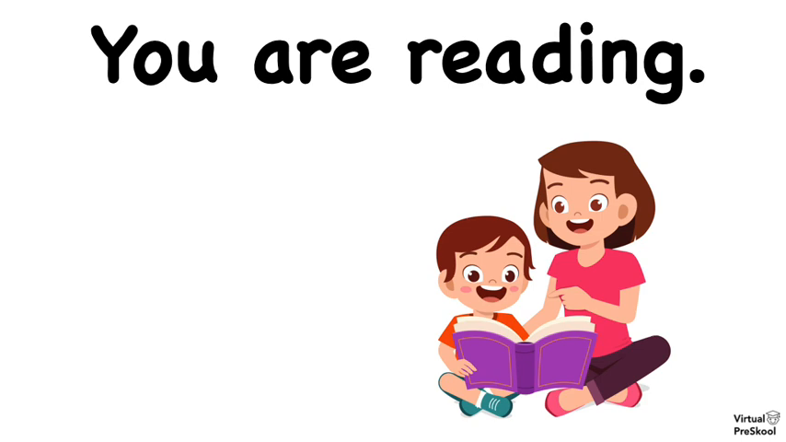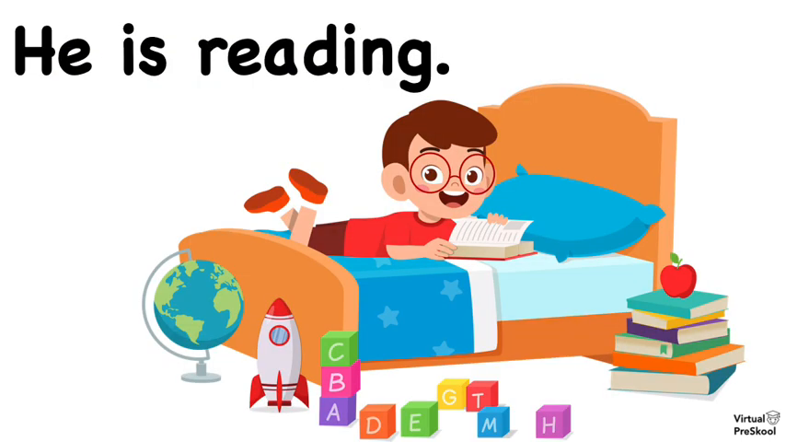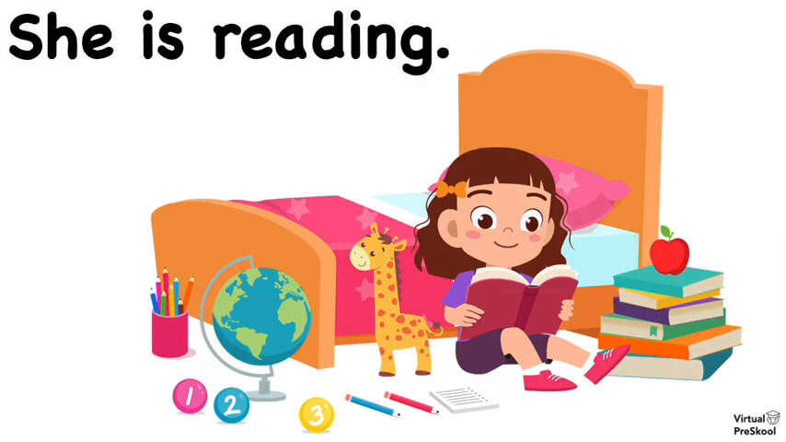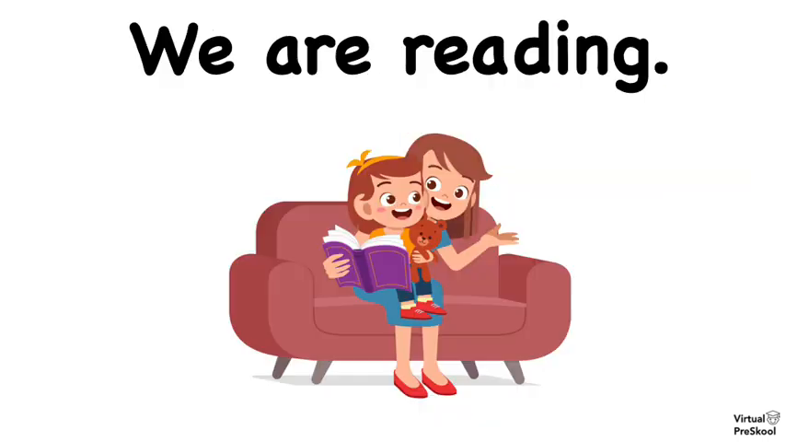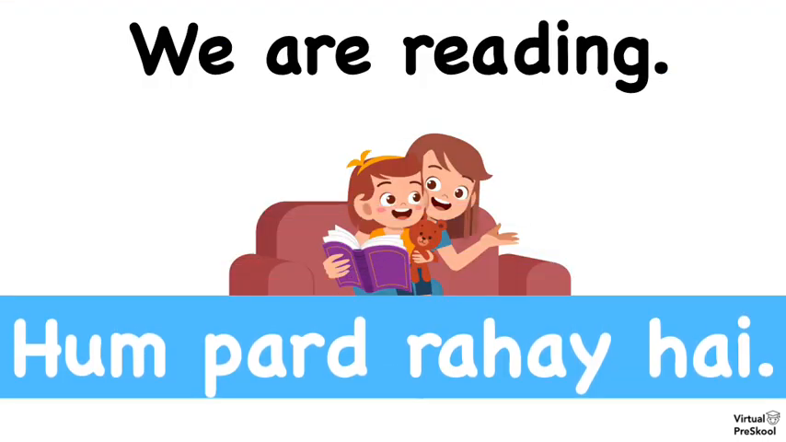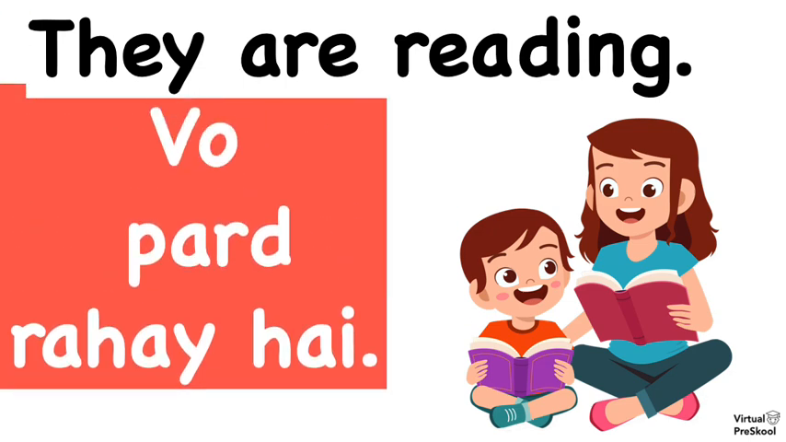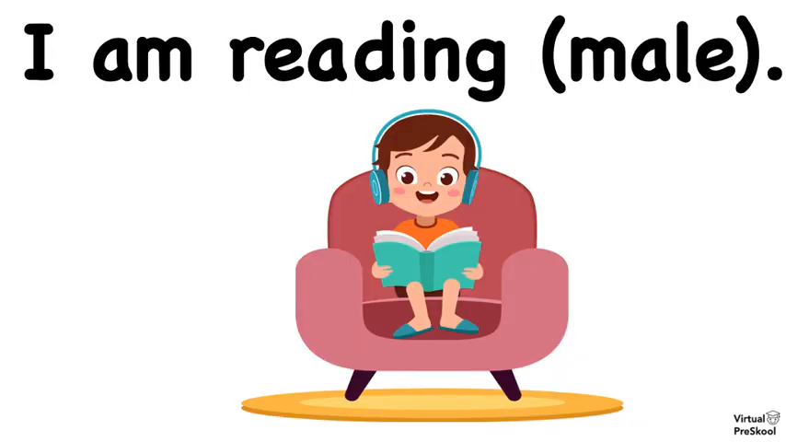You are reading. आप पढ़ रहे हैं. He is reading. वो पढ़ रहा है. She is reading. वो पढ़ रही है. We are reading. हम पढ़ रहे हैं. They are reading. वो पढ़ रहे हैं. And that is one whole verb in present continuous tense.